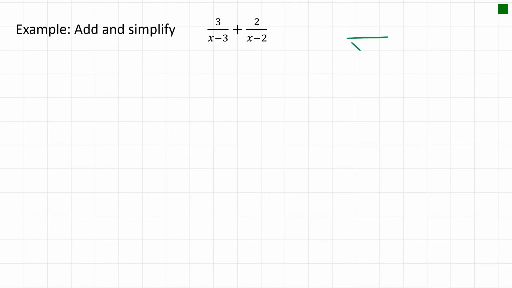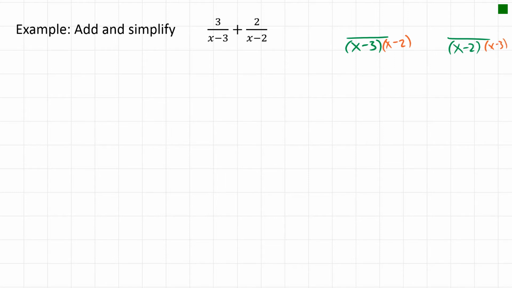So for example, with that first fraction, which is over x minus 3, and that second fraction, which is over x minus 2, what do we need to do to make them the same? Well, I'd have to get x minus 2 on the bottom of the first denominator and x minus 3 on the bottom of the second.